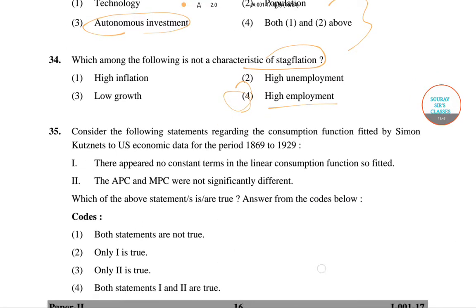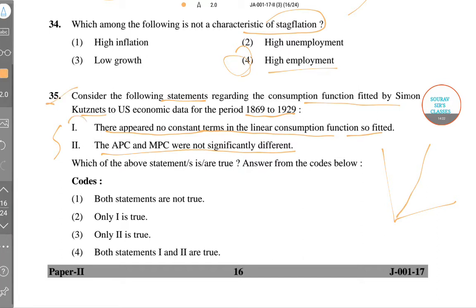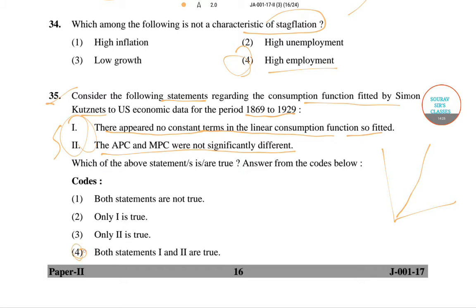Now we come to the next question, question number 35. It is given: consider the following statements regarding the consumption function fitted by Simon Kuznets to US economic data for the period 1869 to 1929. There appeared no constant term in the linear consumption function, which is true, and APC and MPC were significantly different. For question number 35, both of them are right. So option 4 is the right answer.